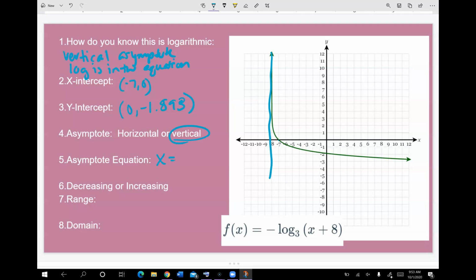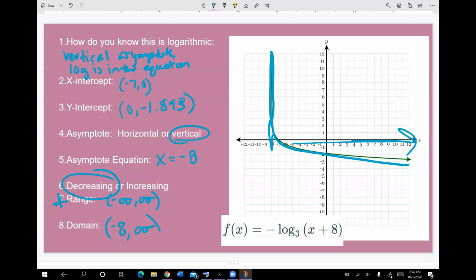We've already said it has a vertical asymptote. Vertical is x equals, so it's going to be x equals negative 8. Increasing or decreasing? Left to right, start on the left-hand side. What is my pen doing? It's going down, so it is decreasing. The range for a logarithmic is another always, and it's negative infinity to positive infinity. Your domain: how far left do we go? Well, we can't go past this negative 8. So I go as far as negative 8, and on the right, I'm going off the graph, which is positive infinity.